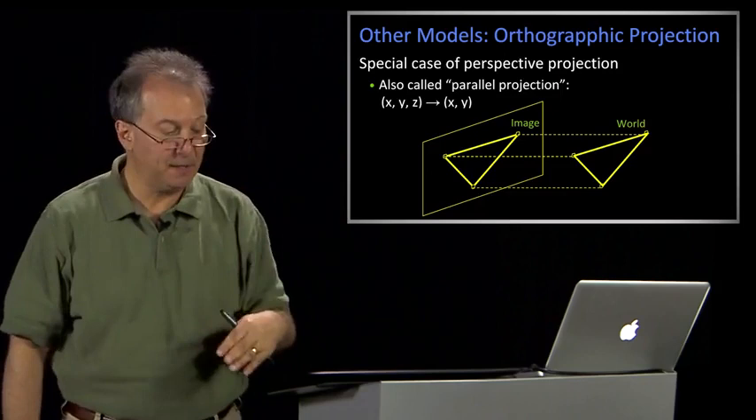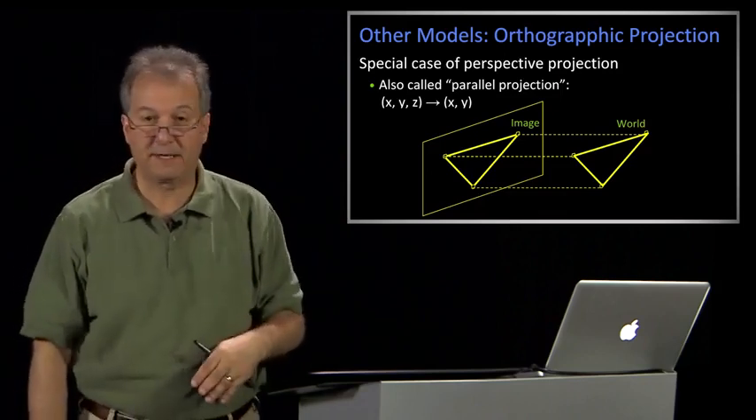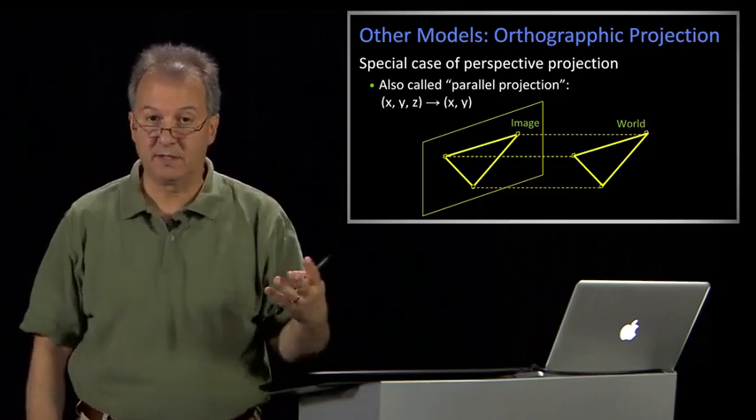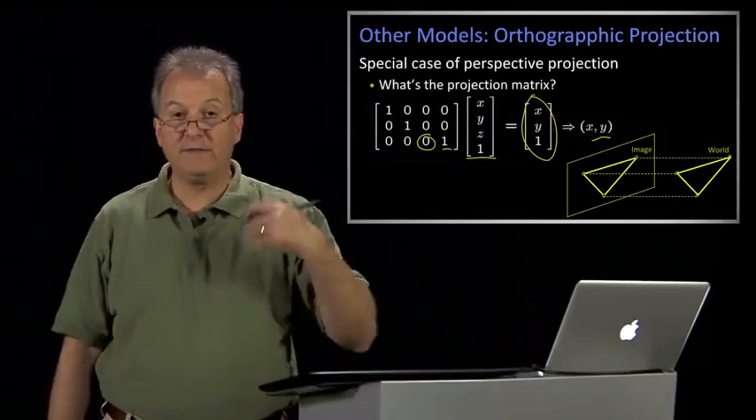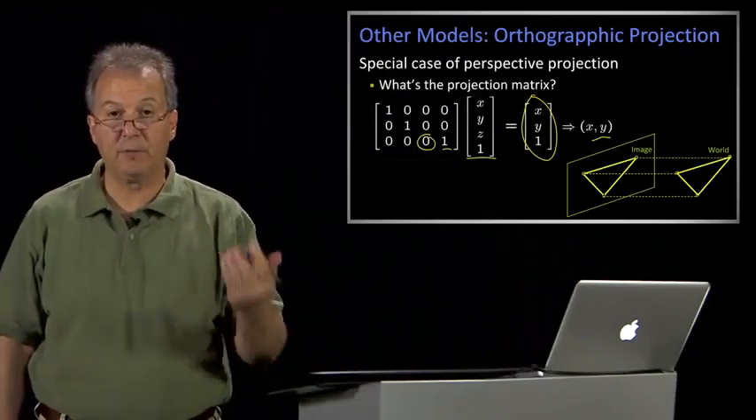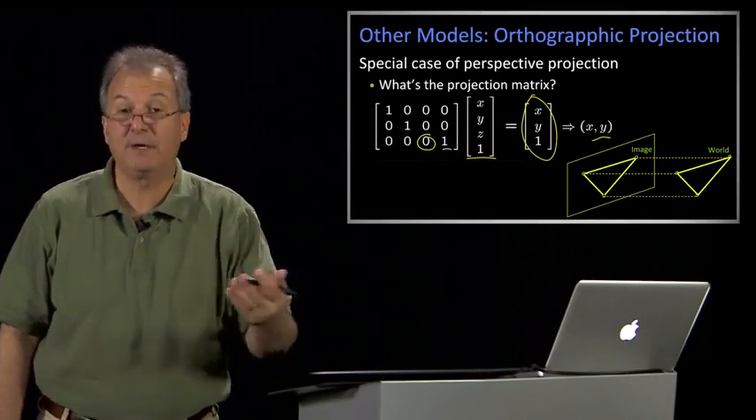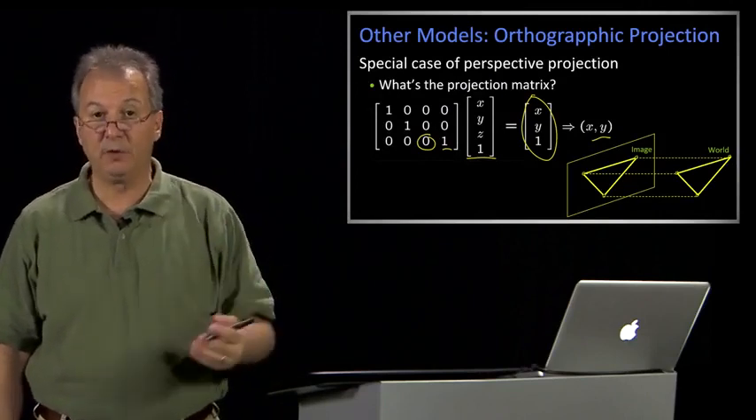And since I said it was a special case of perspective projection, there must be a matrix operation that would recover it, and here it is. You'll notice now that this value is 0, and this value is 1. So xyz1, the matrix just equals xy1, and when you divide out by the 1, you just get the xy. So even this orthographic projection can be represented as a matrix multiplication when we use homogeneous coordinates.